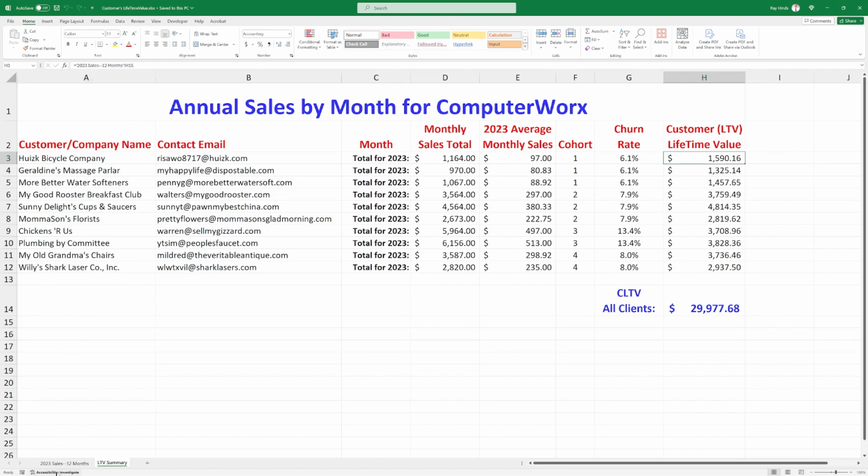This sheet down here, 2023 sales for 12 months, is a different spreadsheet than the sheet that I have here. But this one reaches over into that sheet and goes to H15, and H15 is where the bicycle company has all of its information: the total, the average monthly sales, the churn rate, and the customer lifetime value per year. So you see, with my 10 clients listed, I have an expected value per year of almost $30,000. And that's basically the whole calculation.